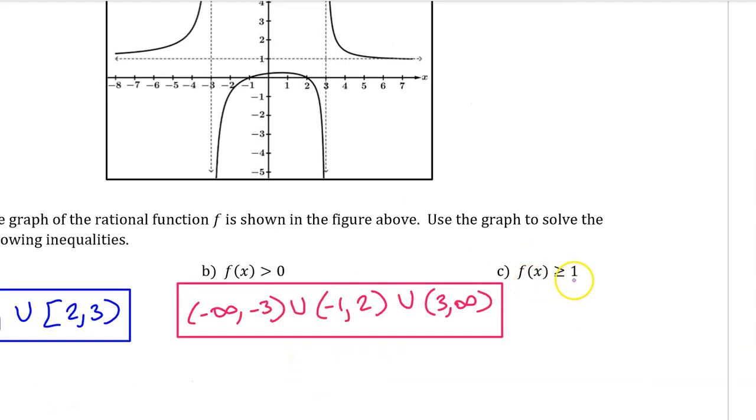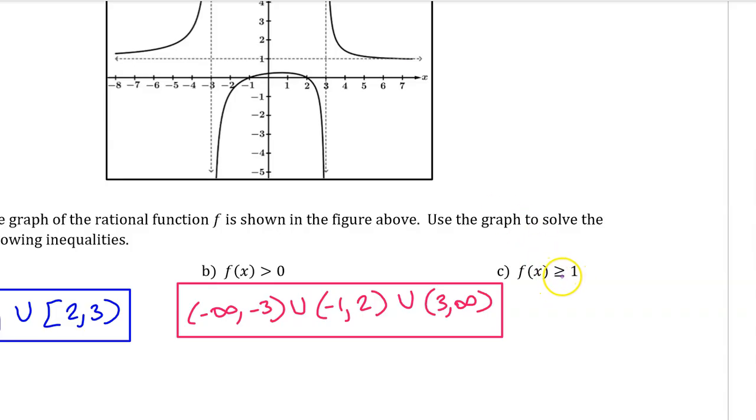For part C, we want the values of x that will cause f of x to be greater than or equal to 1. So I see this horizontal asymptote right here. There are no values that will cause f of x to equal 1. This is a horizontal asymptote. The function never reaches 1, even though it kind of looks like it over here. It never does.